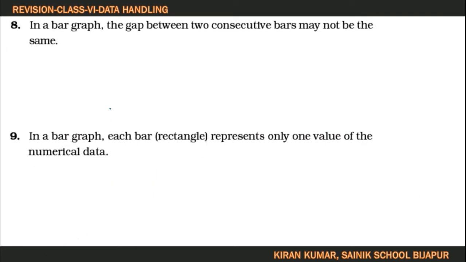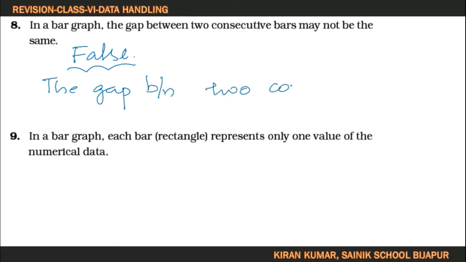Question 8. In a bar graph, the gap between two consecutive bars may not be the same. This particular statement is a false statement. In the bar graph, the gap between the consecutive bars will always be the same. The gap between two consecutive bars should be the same.